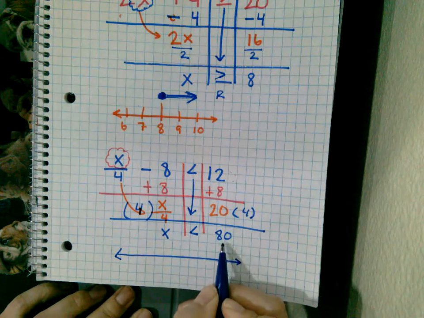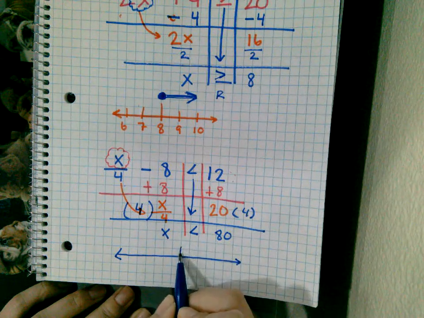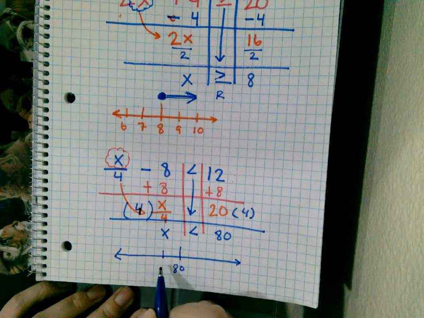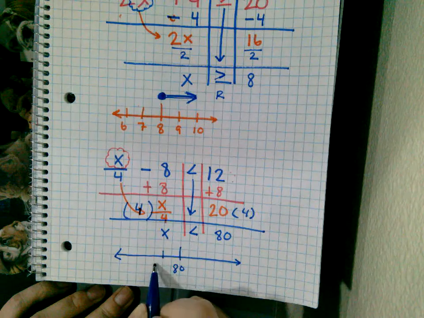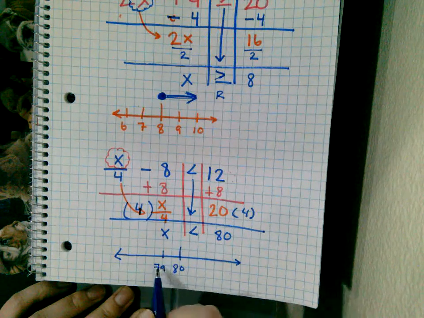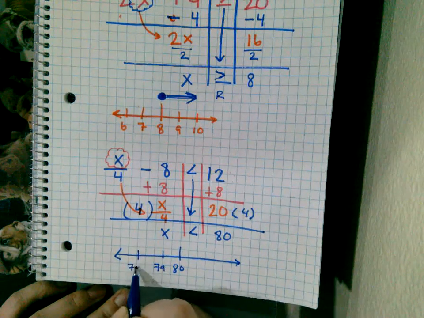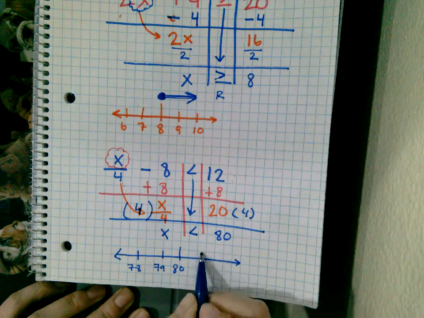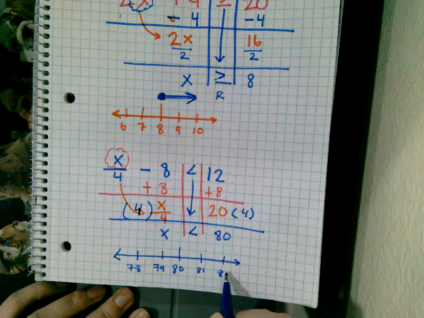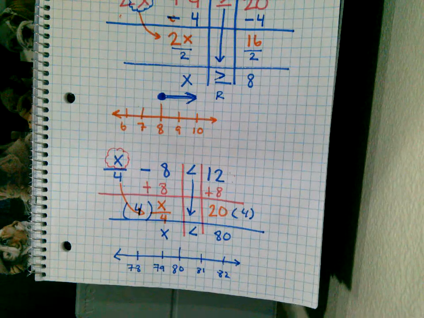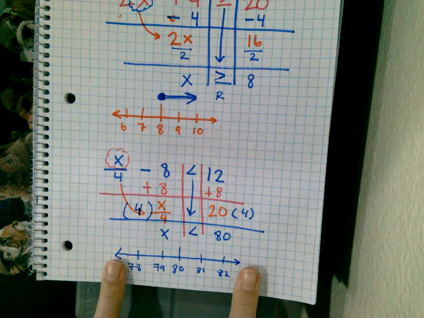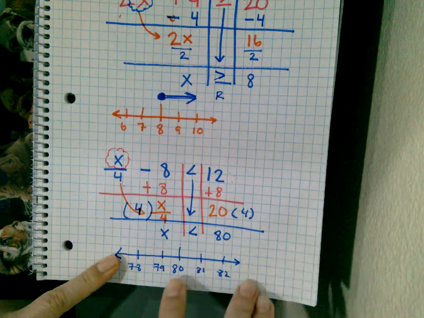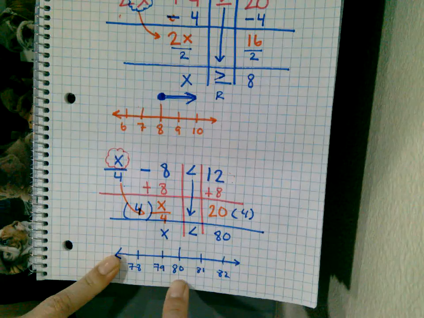Whatever number you get here, you're gonna put it right in the middle. 80. I'm gonna do 2 numbers below 80. So what comes right before 80? 79. What comes right before 79? 78. What are 2 numbers that are above 80? 81, 82. It's like a small portion of the whole number line in which this number that you solved for gets placed right in the middle.